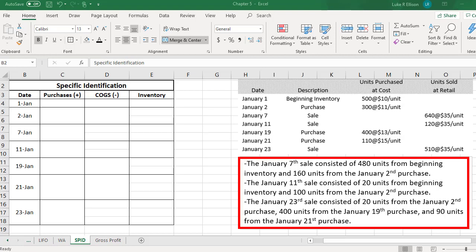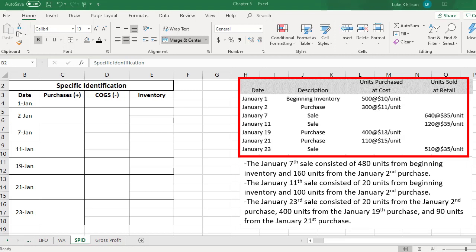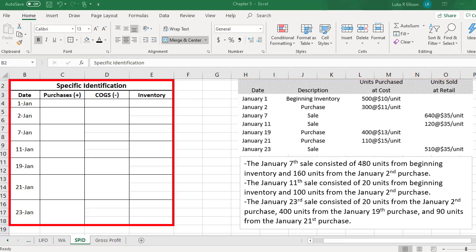Now on the bottom right, I have a list of which units were sold and when. This is extra information that needs to be provided in order to complete a problem using the specific identification method. On the right, I have a list of transactions that the company was involved in, including purchases and sales. On the left, I have a chart where I will show my work as we complete this problem.